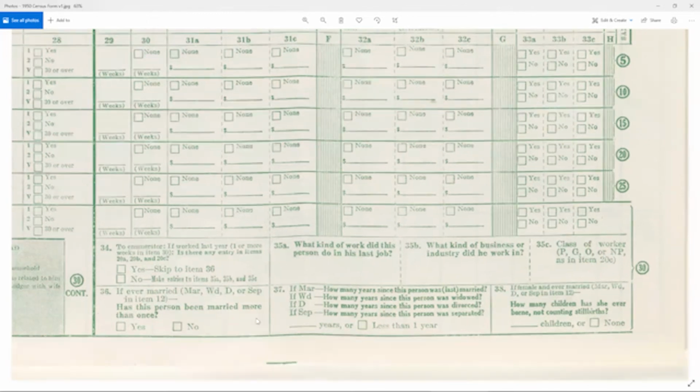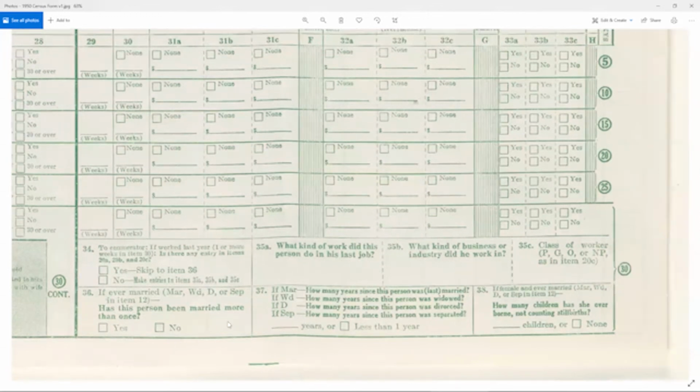Then we have these final 3 questions. If ever married, so meaning they were married, widowed, divorced, or separated in item 12, which everyone answered above. Has this person been married more than once? Yes or no? And if married, widowed, divorced, or separated, how many years since this person last married, was widowed, divorced, or separated? And they're to enter the number of years or mark if it's less than 1 year.